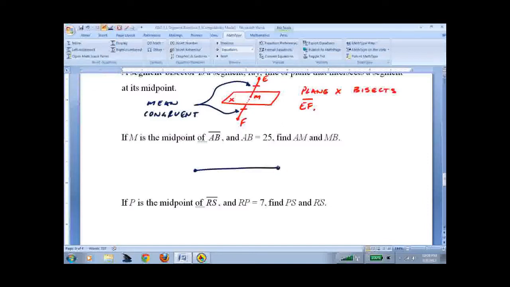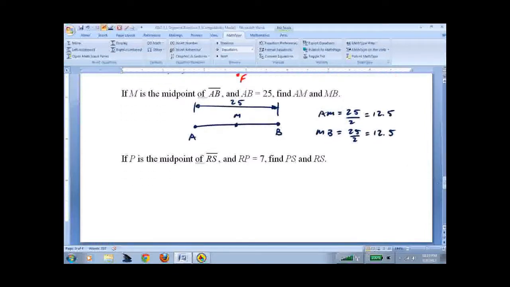So we have AB, we have M, and we know this distance is 25. That's what this means. AB is 25. So if that's 25, then AM, which is half the distance, equals 25 over 2, also known as 12.5. MB also equals 25 over 2, 12.5. And we don't need to do the math twice. We know that if it's a bisector, both pieces are going to be equal in length. And that'll come in very useful shortly.